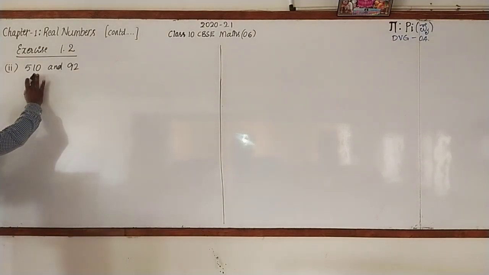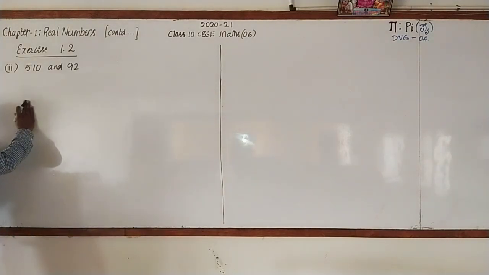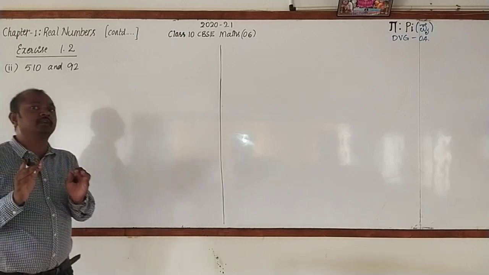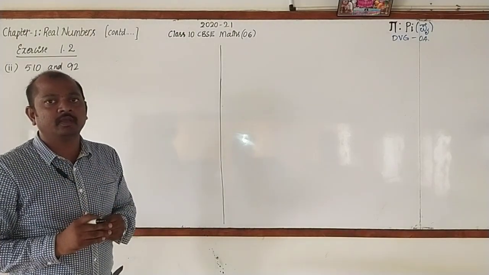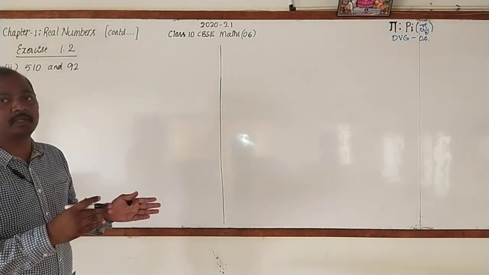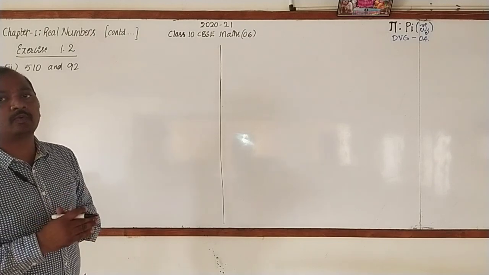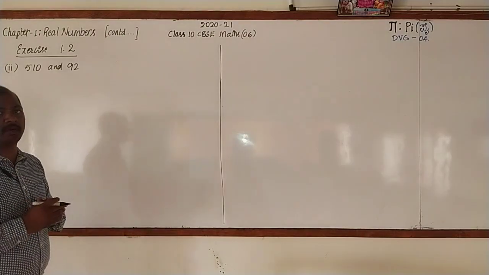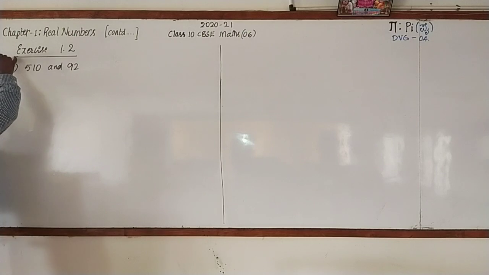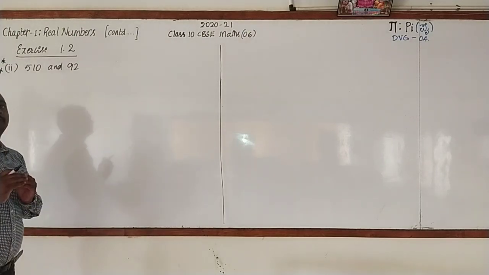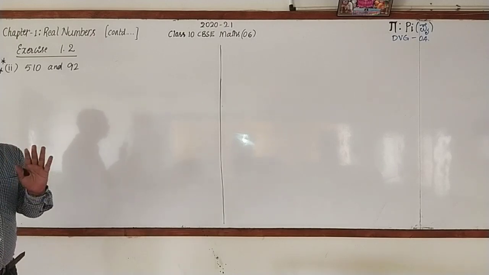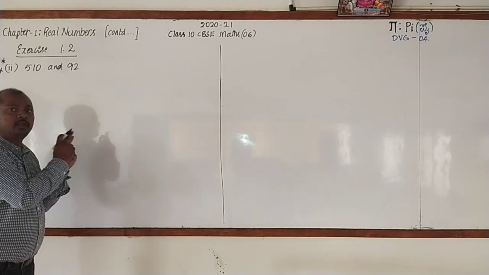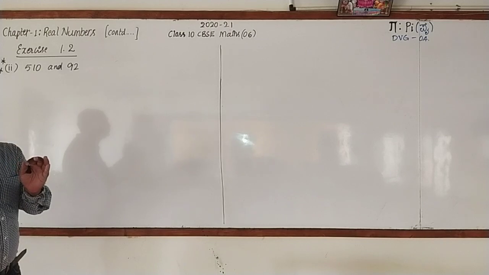It is 510 and 92. Again here you are going to find out the HCF and LCM, and also you are going to verify the relationship HCF into LCM is equal to the product of two numbers. And this is very important, and it was also given in the examination. You can just put star mark. Now please don't go for copying. Observe the board and listen to my words without fail.